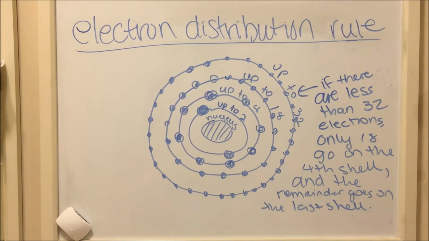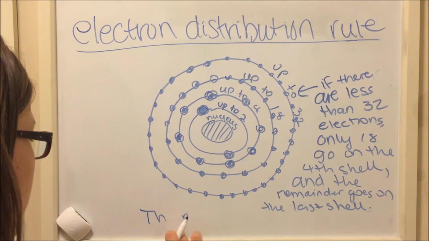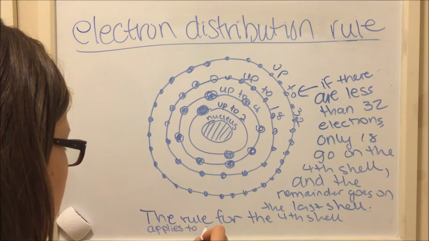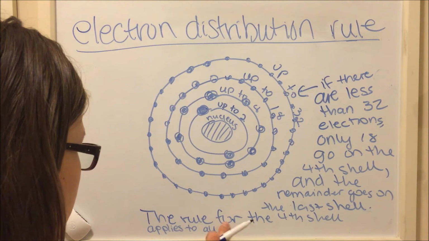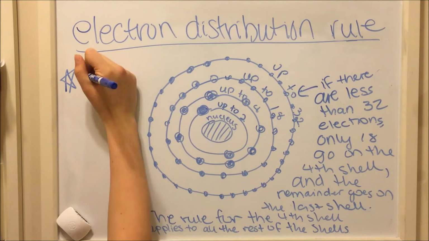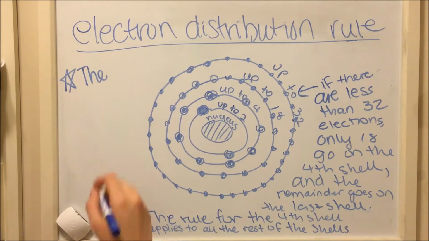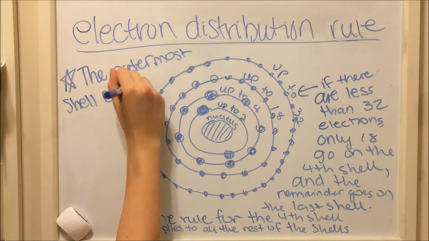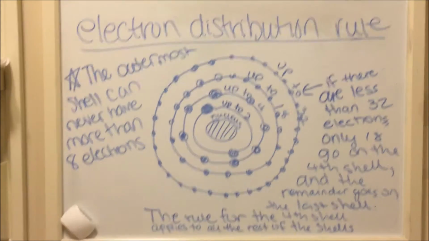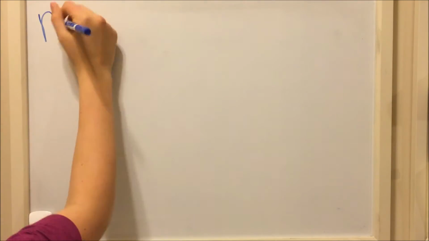And if there are less than 32 electrons for the fourth shell, only 18 go in the fourth shell, and the remainder goes on the 5th shell. The rule for the 4th shell, which I explained before, applies to the rest of the other shells, so the 5th, 6th, and 7th shell. And the outermost shell can never have more than 8 electrons.